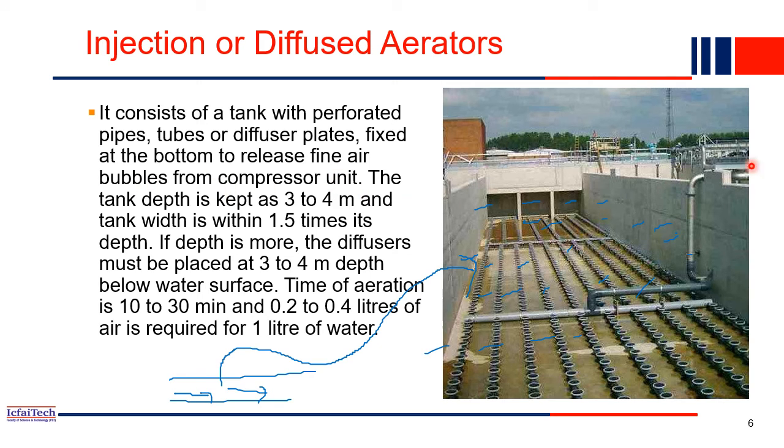So, as I mentioned, here you have the compressor unit. From there air is coming, and through this pipe air is circulated into the entire tank. So the tank depth is normally kept at 3 to 4 meters. So this height is normally kept at 3 to 4 meters. You can imagine 3 to 4 meters means almost one story building height is the height of this aeration tank. So it's a huge structure.